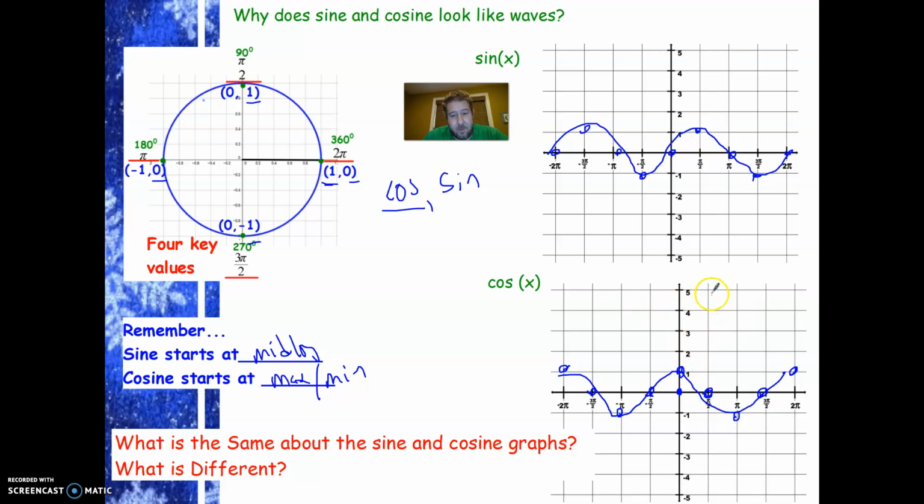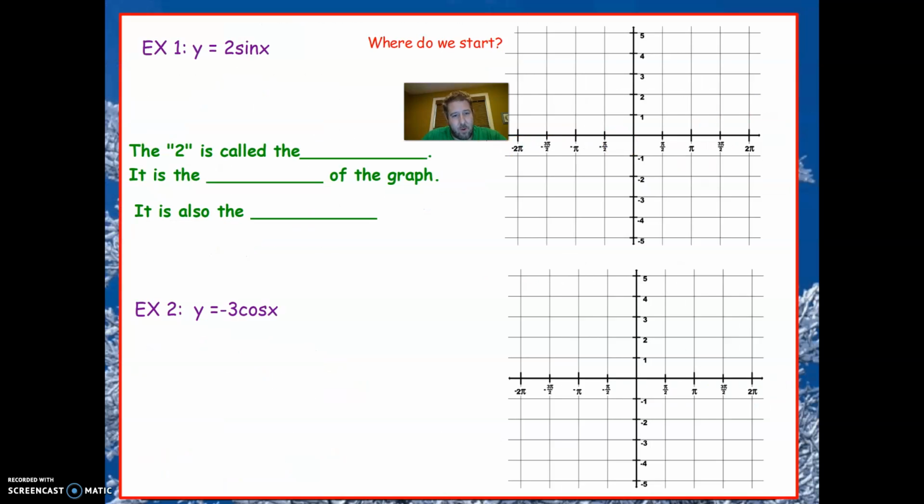Yes, the graphs look pretty much exactly the same. They have the exact same domain, which is all real numbers, and they have the same range from -1 to +1. They do not have the same starting points, but like I said, if you shifted one back and forth, then yes, it would be the exact same thing as the other one.